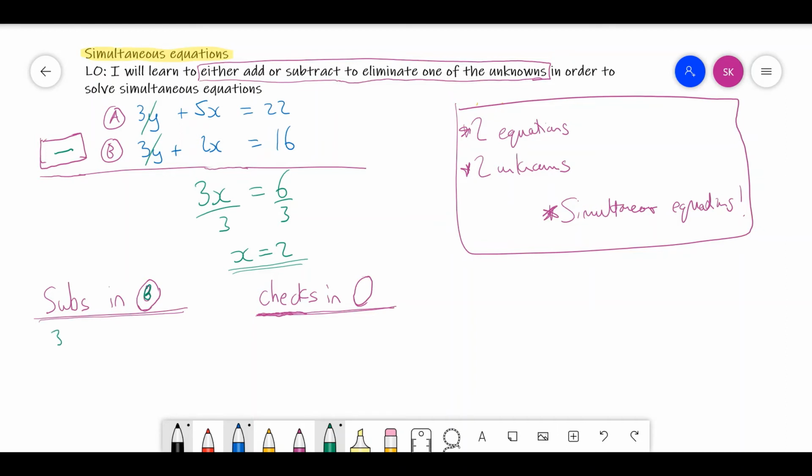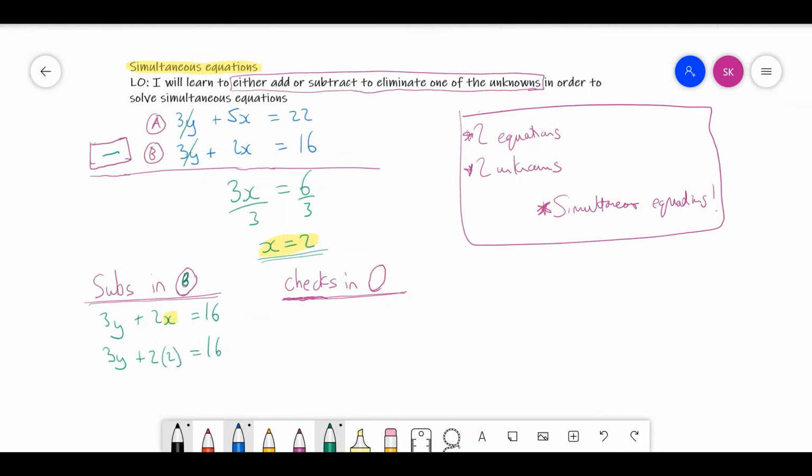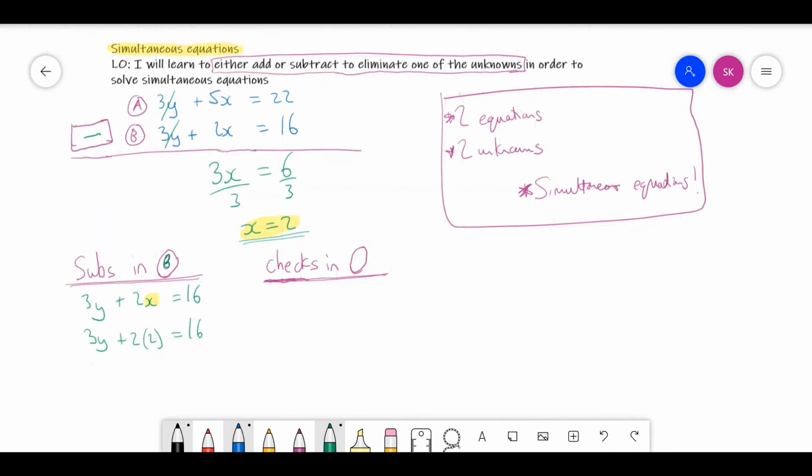So we've got 3y plus 2x equals 16. But rather than x, I'm going to substitute the solution I just found. So 3y plus 2 times 2 equals 16. That is 3y plus 4 equals 16. Take away 4 from both sides and I get 3y equals 12. Divide both sides by 3 and I get y equals 4. That's the second of my solutions.